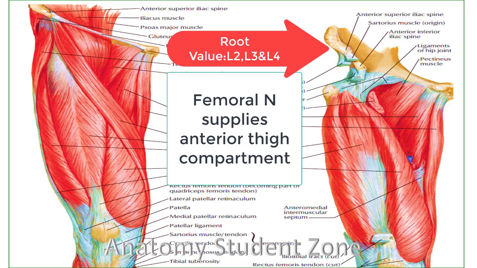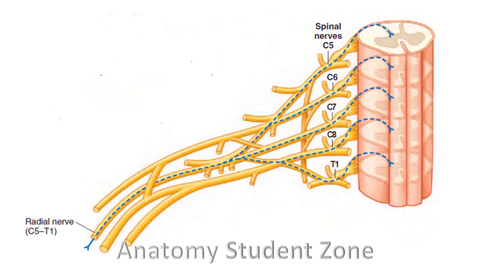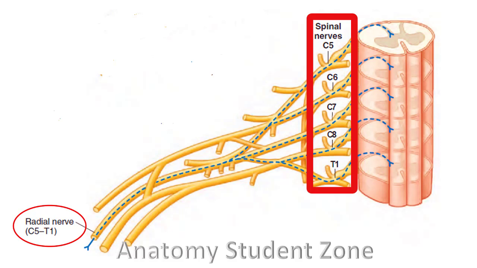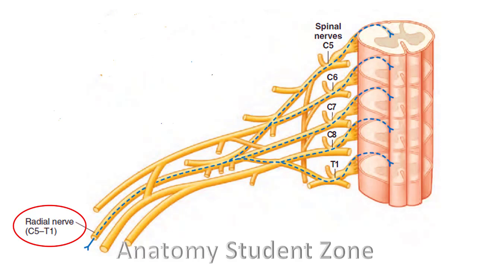Similarly, as I already told you, an individual muscle can be innervated by more than one nerve. As we can see over here, the radial nerve is a peripheral nerve of the upper limb, and this nerve is receiving fibers from C5, C6, C7, C8 and T1, which are coming from the brachial plexus. So this nerve has more than one root value. When an individual muscle is innervated by more than one nerve, it means a muscle can be made up of more than one myotome as well. Therefore, myotome testing is difficult because an individual muscle can be innervated by more than one nerve, or a single nerve can originate from multiple spinal nerves, as we have seen.